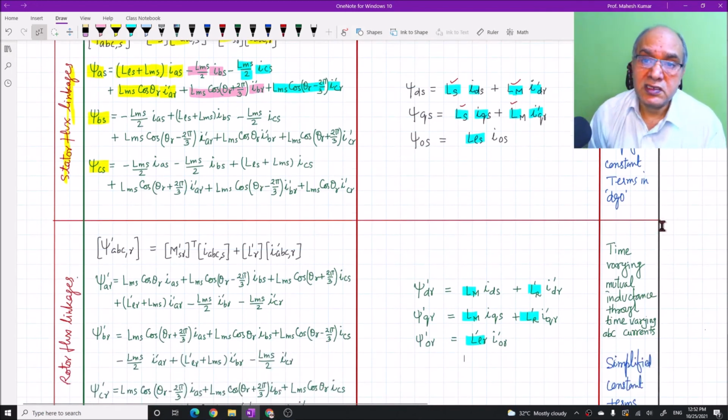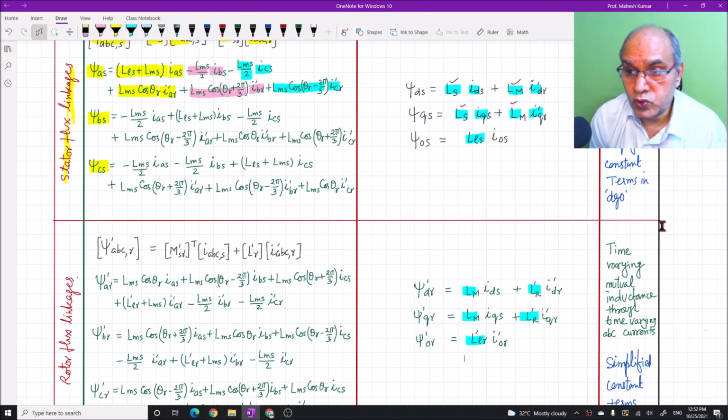So with this study, in the next class, I will discuss how these equations are used to model the DFIG and how these equations can be used to develop the state space model of the DFIG, which can be interfaced with the dynamics of the power system when you want to connect the DFIG with the grid systems.